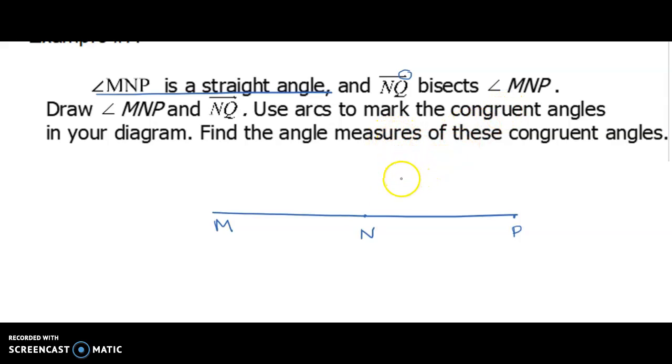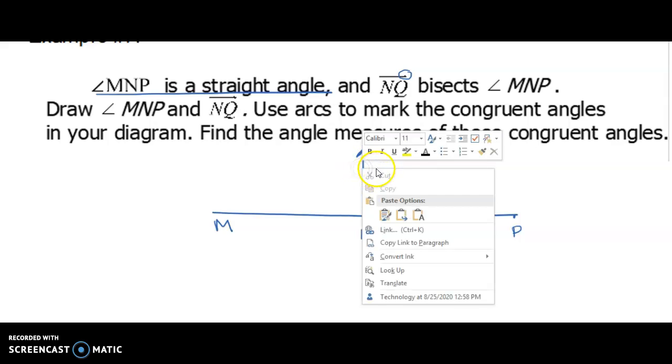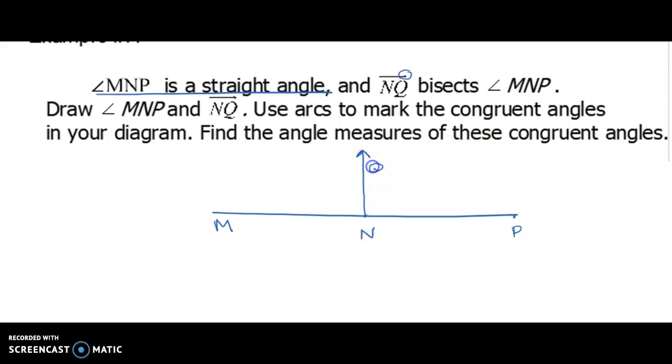But it bisects MNP. So it cuts this equally into two parts. So I'm going to put it up like that. And don't forget to name your point Q. All right. So now I've taken care of this. Draw angle MNP and NQ. I just did. And because this bisects it, that means this angle and this angle are the same. So I'm going to put arc marks. All right, find the angle measures of these congruent angles. So these two angles are congruent.